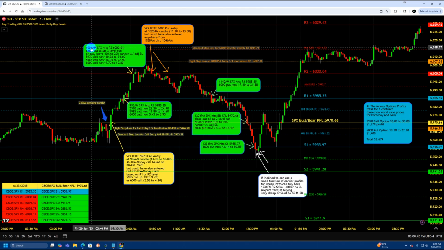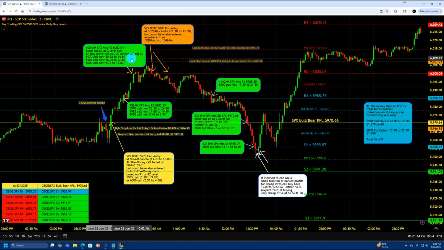And on the 10:04 candle, SPX hit R2, which is right here, of 6,000.04. So normally what you'd want to do here is close out. This is basically a 2-level run. If you are trading one contract, that's your only choice because you can't leave a runner on one contract. You just have to get out of the one.